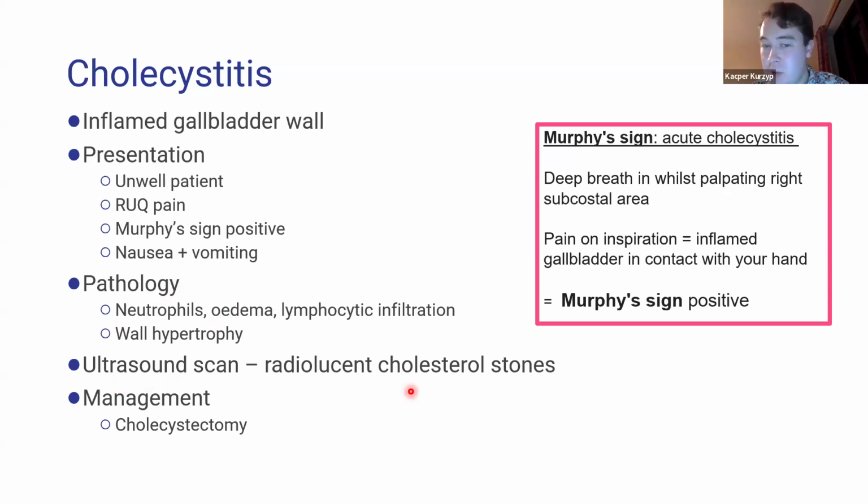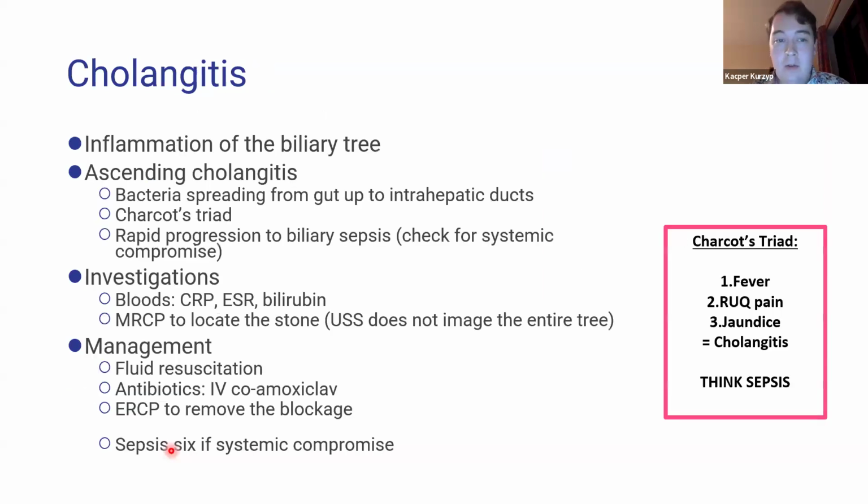Ultrasound scan will again show you the stones, and to manage, just cut out the gallbladder at this point. If it's extreme, you can go in hot and just cut it out right there, or you can do it as an elective if the inflammation currently is not bad. Now, cholangitis is something you don't want to miss.